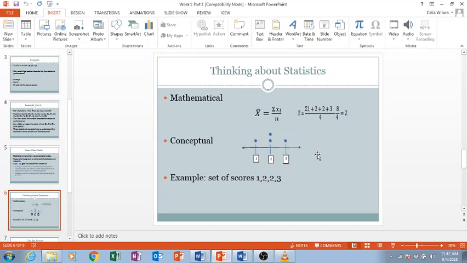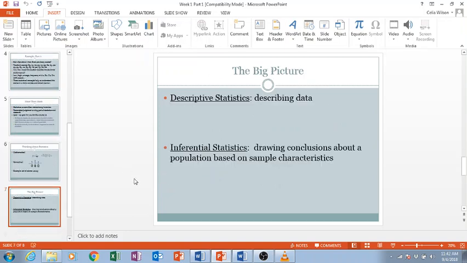If we have to lean one way or the other, we're going to lean a little more conceptual and less mathematical, which I may have heard you cheer there a little bit. All right.